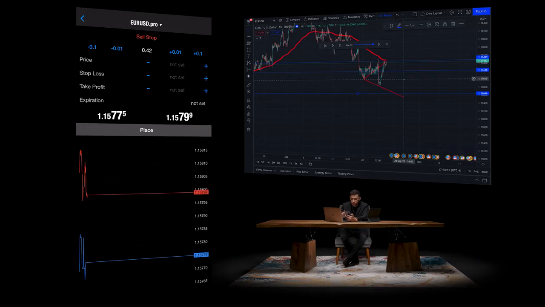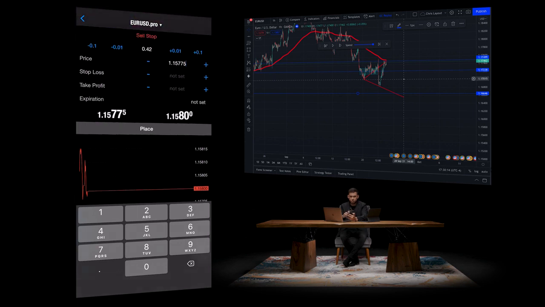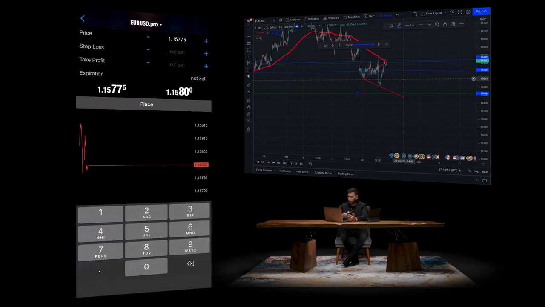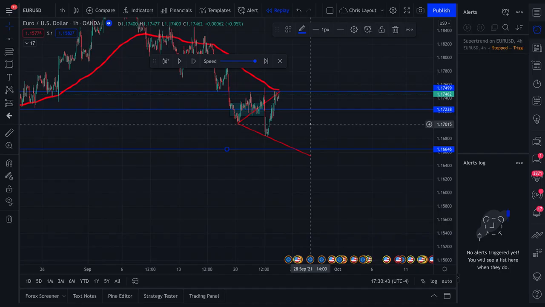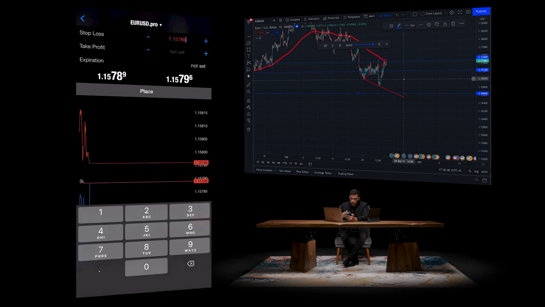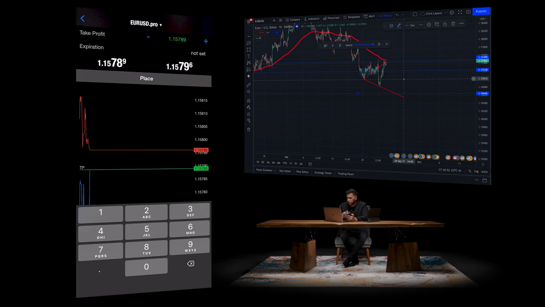So we come here where it says price. You can see it on the left side. It says price. And we're going to edit that, and we're going to enter, based on the example, 1.17238. Perfect. And now we are exiting. Our stop loss is above because we're selling. We don't want it to go up because then we lose money, because we want to be right. So we're selling. It has to go down. And so the stop loss is at 1.17499, and then take profit is going to be at 1.16646.